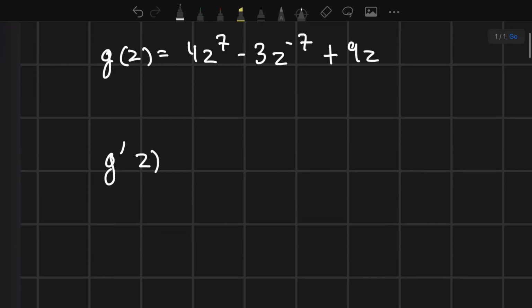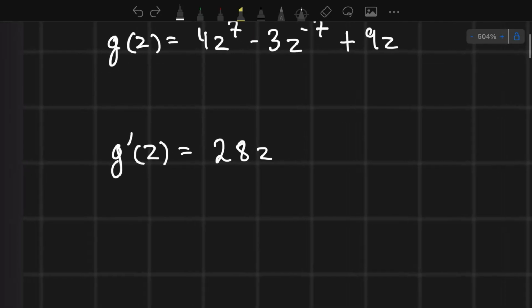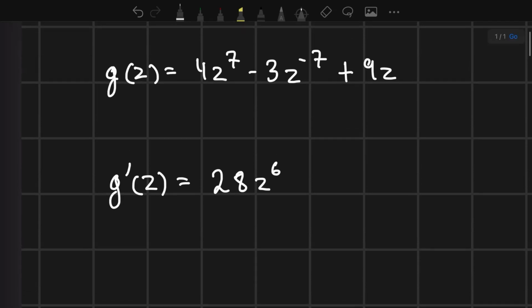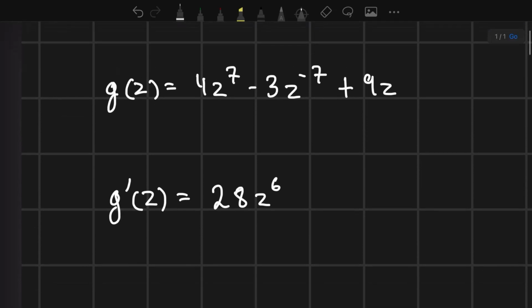So g prime of z, not x, would be 4 times 7 gives us 28 z, and 7 minus 1 is 6. And then, so this is where you might mess up.